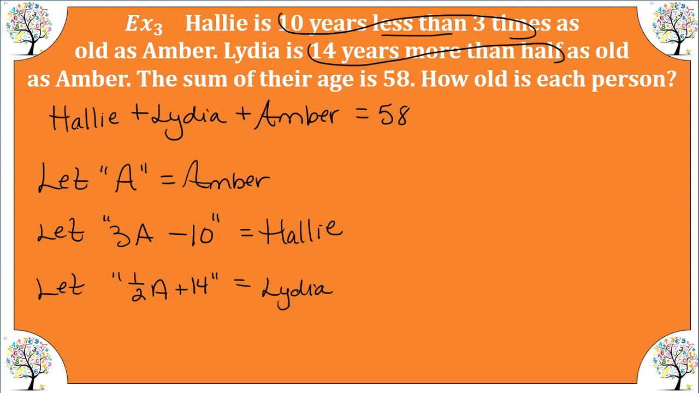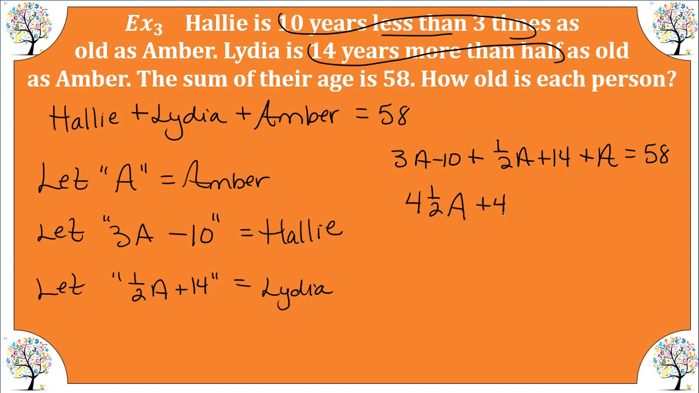Now we have an expression for each of these 3 individuals. So we're going to plug these in. For Callie, we have 3a minus 10. Our formula says to add. We have Lydia, which is 1/2 a plus 14, plus Amber, which is just a, and it equals 58. Now let's collect like terms. We have 3a and 1/2 of an a and 1a. So that's going to be 4 and 1/2 a. We have minus 10 and plus 14. That's going to be plus 4 equals 58.